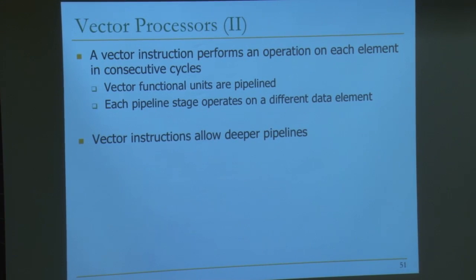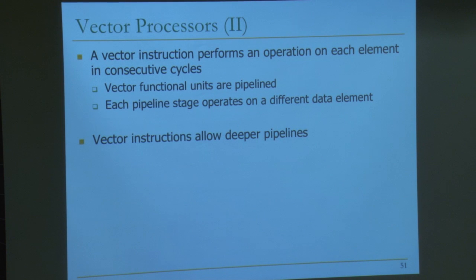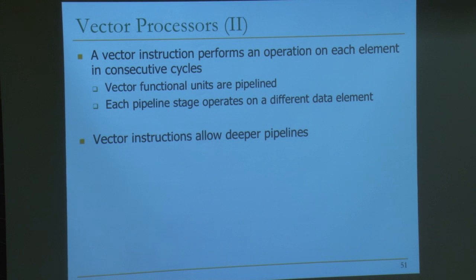A vector instruction performs an operation on each element in consecutive cycles, and vector function units are actually pipelined. So each pipeline stage operates on a different data element. Now, if you have a vector whose length is 1,000,000, now you can build a pipeline that's 1,000,000 stages, right? Now, what do I mean? A vector instruction actually allows deeper pipelines.